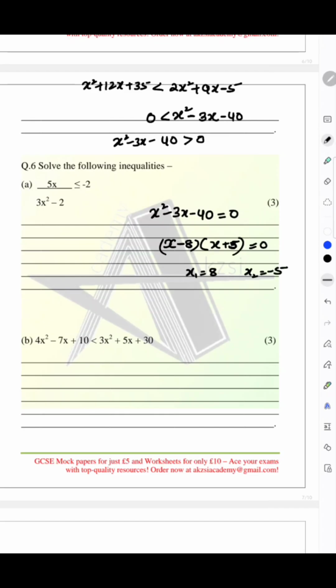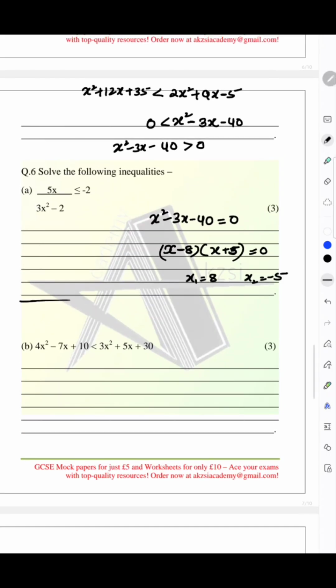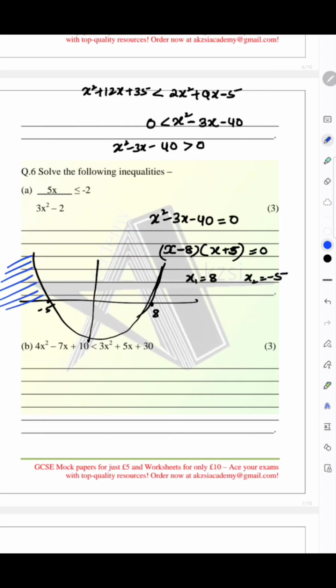As of now, just forget about the inequality and try to find the solution for this expression given. Then plot it. It's negative 5 and 8. Draw this roughly. You don't have to draw it precisely, only a U-shaped curve passing through these two coordinates. Then we have 3 regions, always these 3 regions. This region is entirely positive, this region is entirely negative, and this is entirely positive.